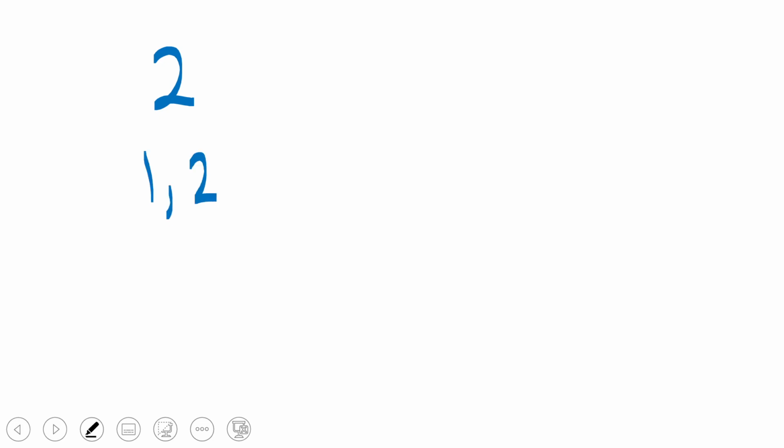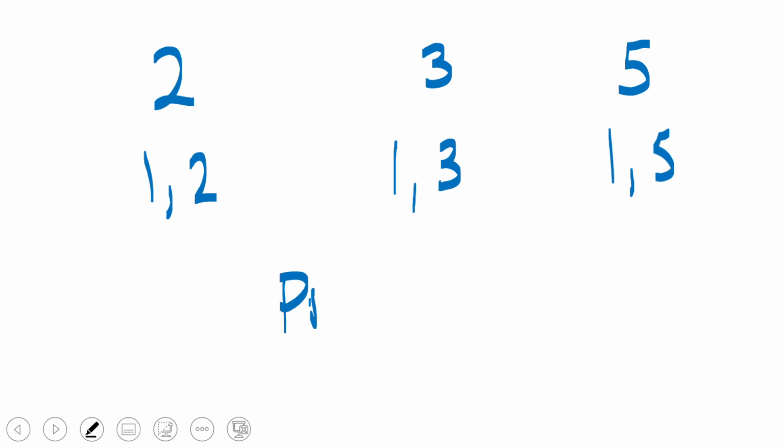Okay, you'll be working with prime numbers. Prime numbers only have two factors, one and itself, and it has to be more than one. So let's take the number 2. The only factors of 2 are 1 and 2. What about 3? The only factors of 3 are 1 and 3. And what about 5? The only factors of 5 are 1 and 5. These are all prime numbers.